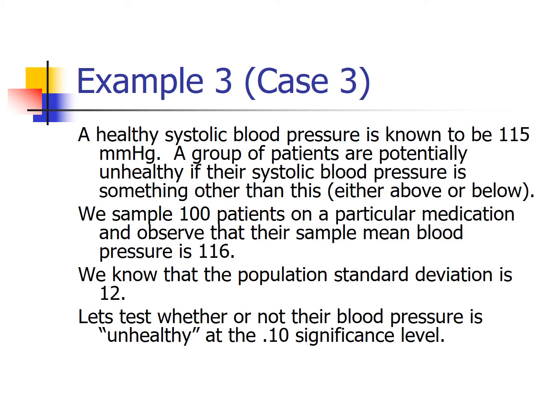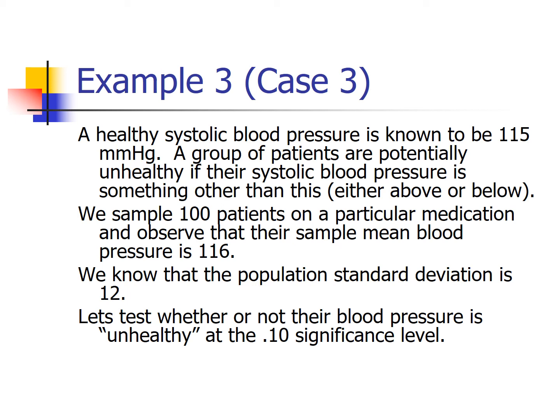Last example. A healthy systolic blood pressure is known to be 115. A group of patients could be unhealthy if it's more or less than that. So let's say that we happen to have 100 patients on a particular medication, and we want to test whether that medication has adverse side effects with respect to blood pressure. We'd be interested in determining if the medication is giving them elevated blood pressure or depressed blood pressure.